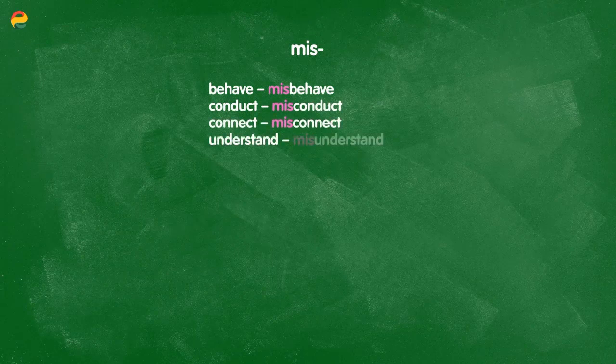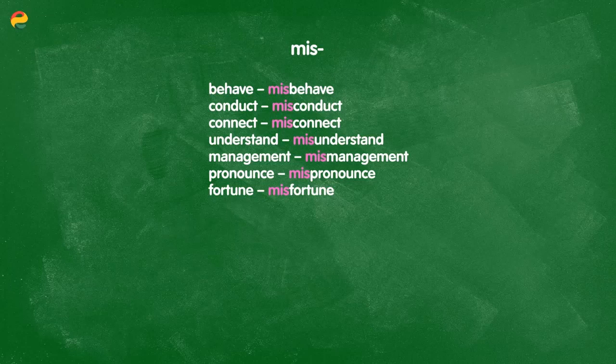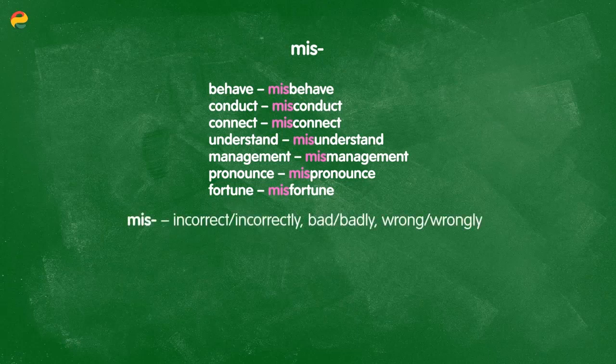Now, we have more prefixes than this in the English language. We also have the prefix mis, like in the words behave and misbehave, conduct and misconduct, connect and misconnect, understand and misunderstand, management and mismanagement, pronounce and mispronounce, and fortune and misfortune. Here, the prefix mis means to do something badly or incorrectly or wrongly. Whatever task you were supposed to do, or whatever task you are trying to do, you didn't do it well. So you use mis in front of it.